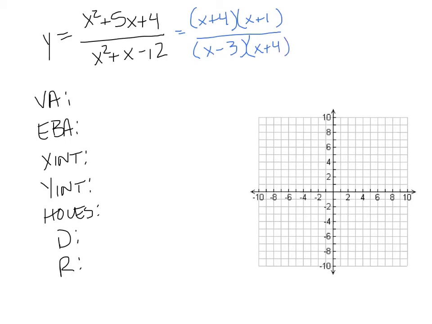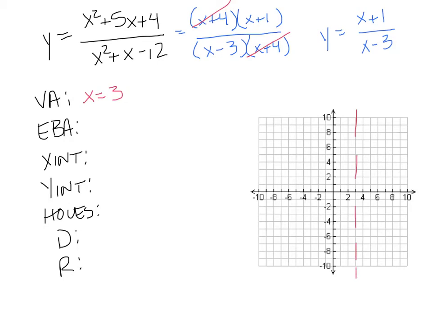Ha! So we can see we have a hole in this case when x is negative 4. I'm going to go ahead and write that simplified fraction, though, because it's going to help us find a lot of our stuff. What we're going to be graphing, besides the hole, is y equals x plus 1 over x minus 3. So now let's find our stuff. The denominator equals 0 at 3, so that means my vertical asymptote is at x equals 3.